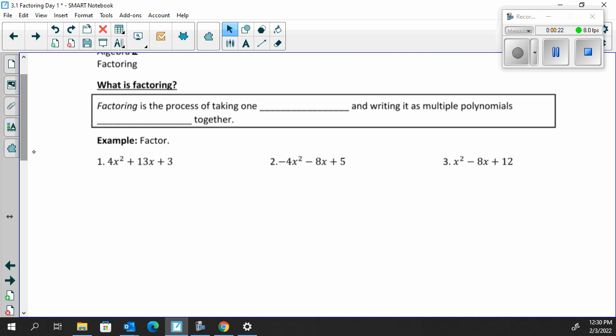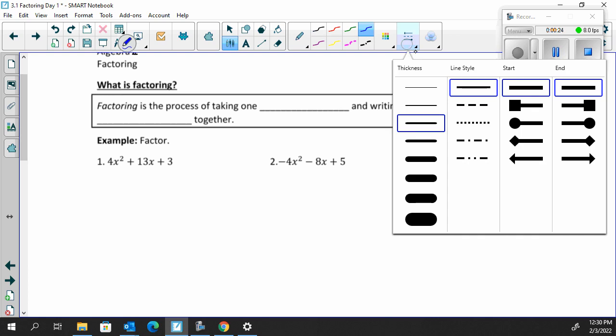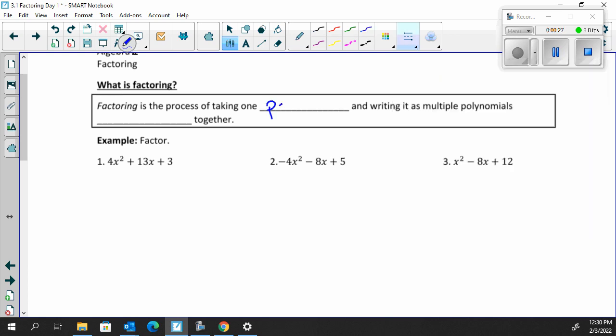So factoring, really what it is, we are taking one polynomial. We'll talk about what a polynomial is more later. We're taking a polynomial and writing it as multiple polynomials multiplied together. So what that means in non-fancy terms is we're taking one thing, or one equation, and splitting it up into multiple things or equations that are getting multiplied together. Okay, that's all it is.